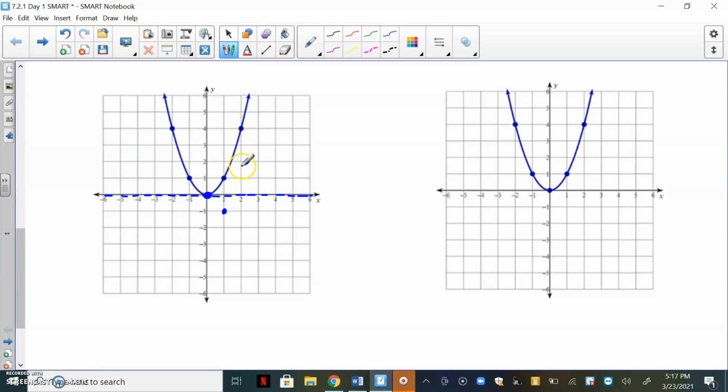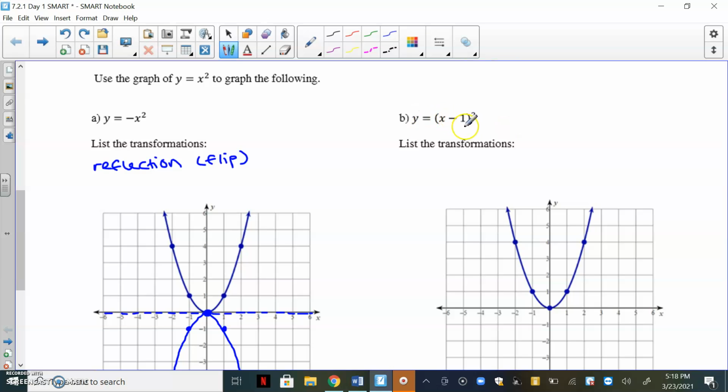This point is 1, 2, 3, 4 away, so I'm going to go 1, 2, 3, 4 in the other direction. This point is also 1 away, so 1 in the other direction. And of course, parabolas are symmetrical, so you don't even have to do much work on this side. You can just be level with the other side. And once you've done that, you've completed your transformed parabola. And that was the only thing that was going on with this one, so you're done.